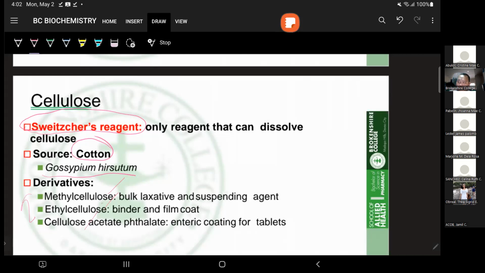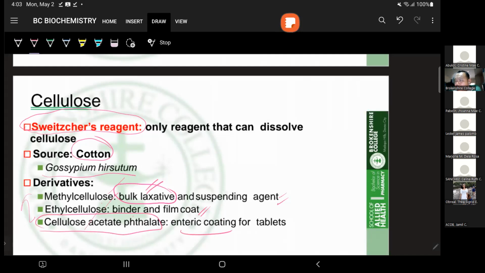Since it is a bulk laxative, kasi nga, di ba, si cellulose, hindi siya na-absorb. So your cellulose will form a bulk of your dumi dun sa colon. So mas nababawas natin siya properly yung dumi. No? Bulk laxative. Then, a suspending agent in some preparations. Ethyl cellulose is a binder, ito ang mga tablets, mga compressed tablets. Film coated.